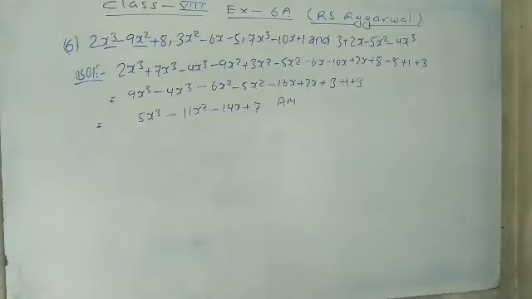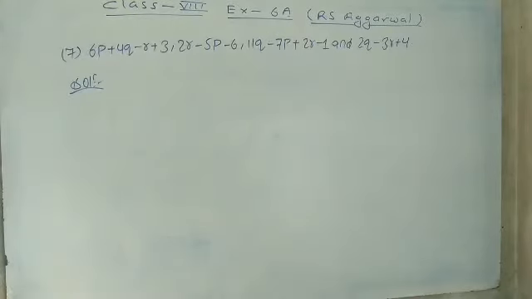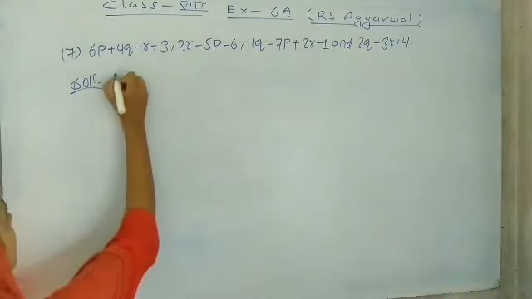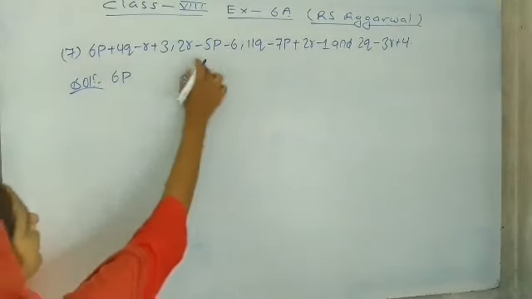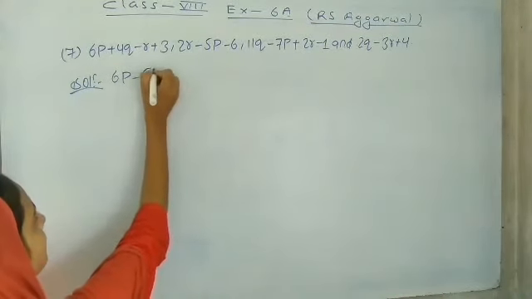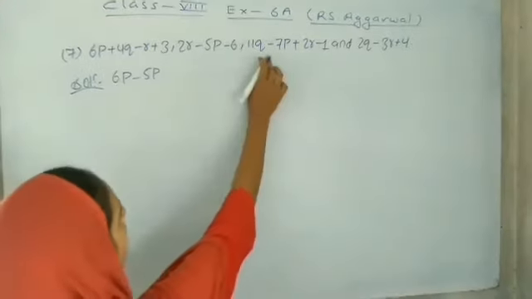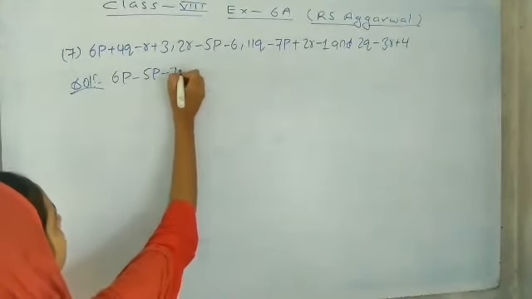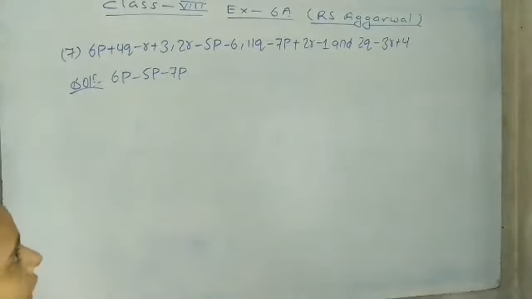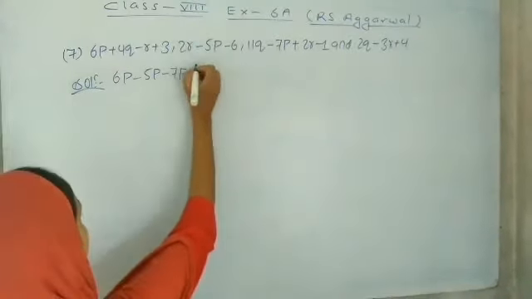Now I am going to solve question 7. Question number 7, that is 6p plus 4q minus r plus 3, comma 2r minus 5p minus 6, comma 11q minus 7p plus 2r minus 1 and 2q minus 3r plus 2. So firstly we will write the p terms. Where are p? Here is 6p and here is minus 5p and here is minus 7p. So p value is in and we will start with q.